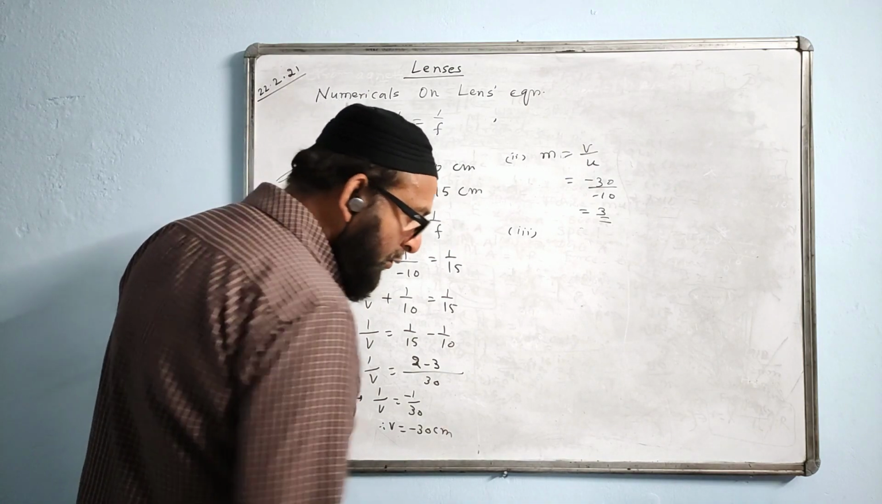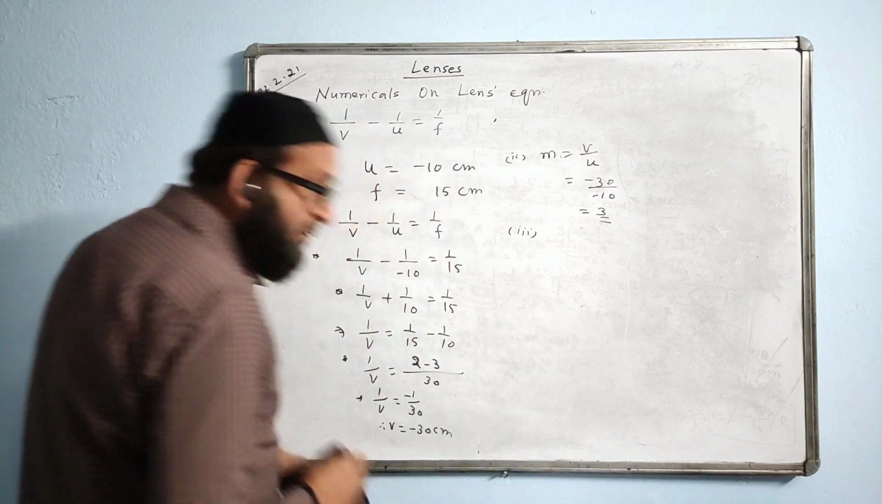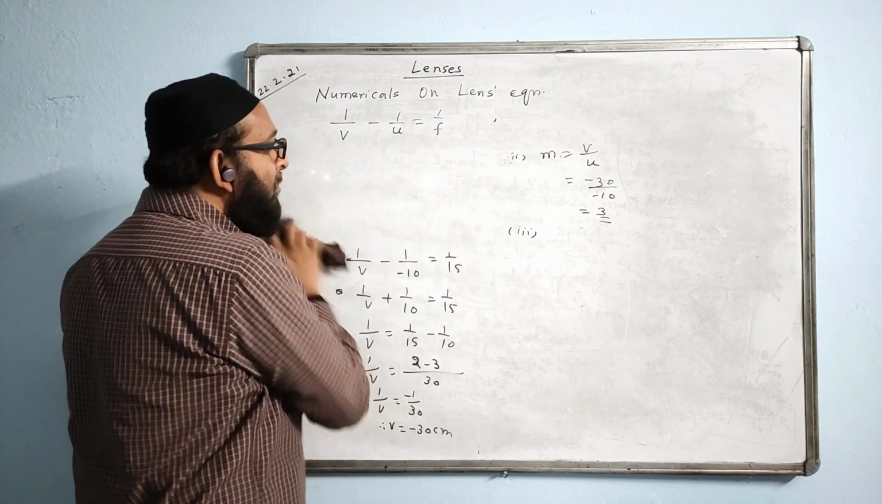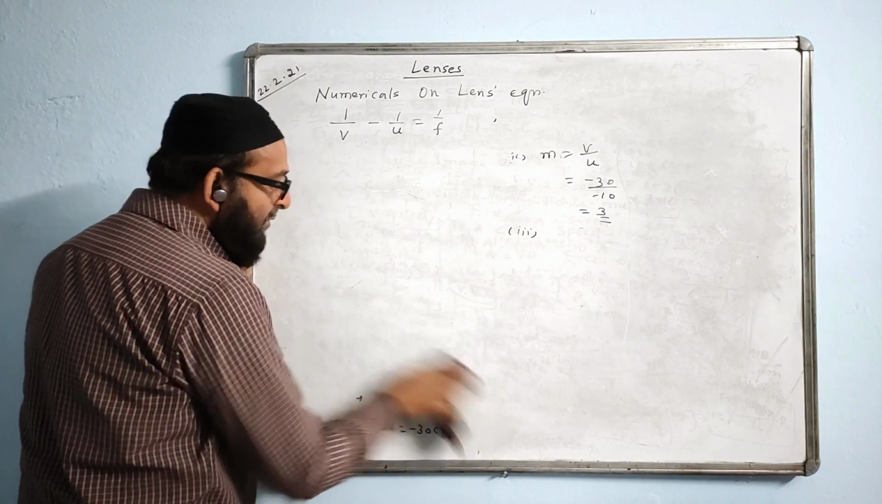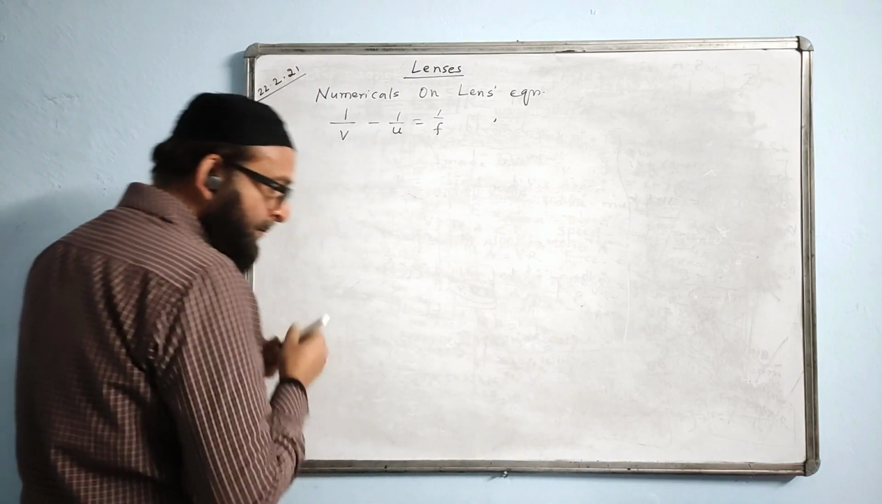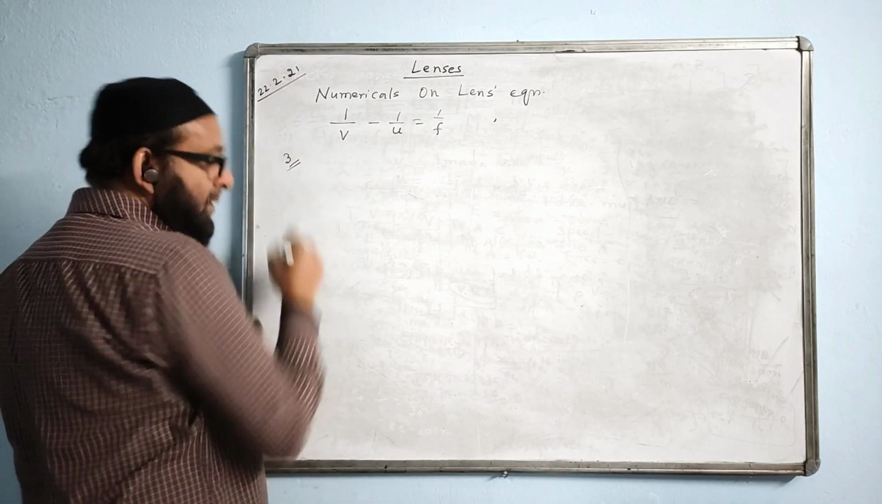This was question number 2. Now, question number 3. Is it okay? Understood? This is quite simple, only the same formula, but we have to take the signs correctly and then we will find it. Question number 3.